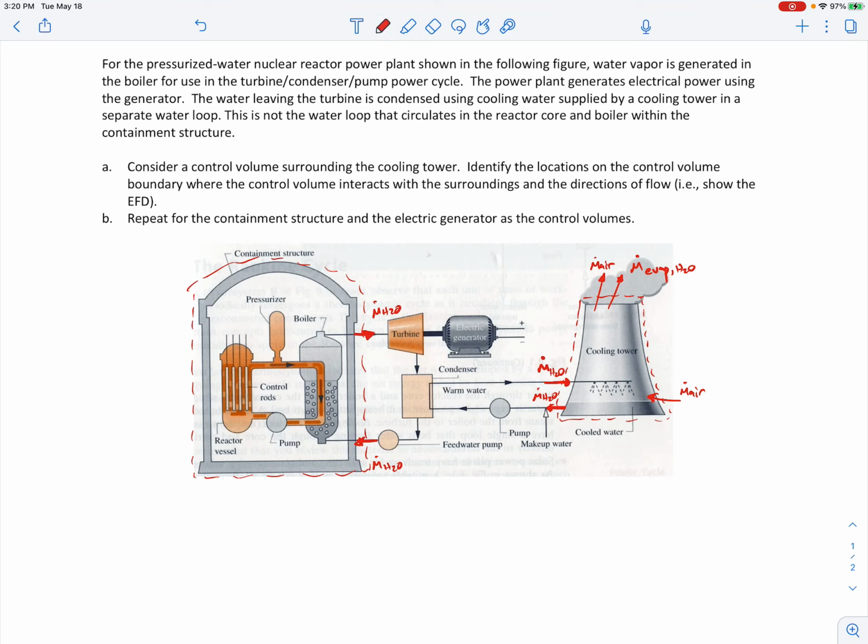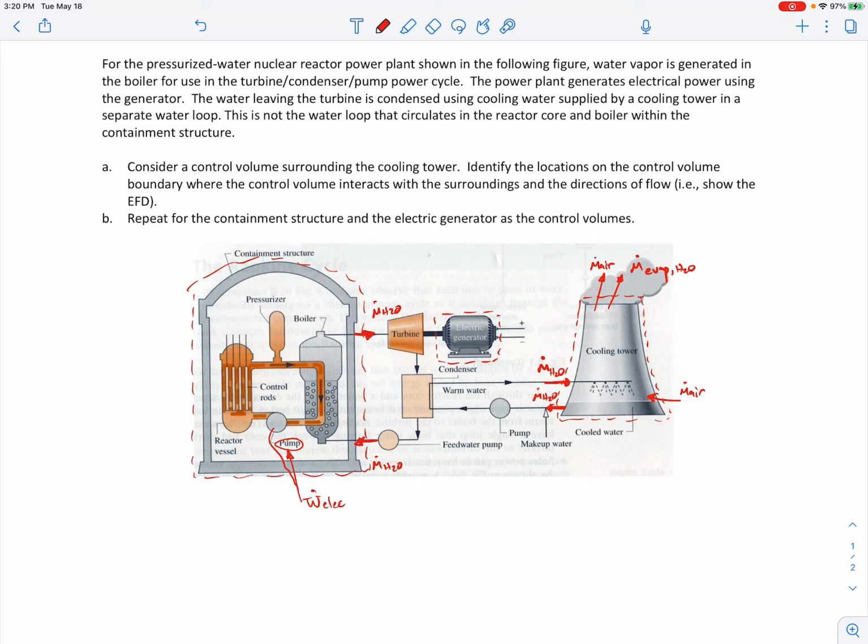There's probably some electrical work coming into this, so I'll just draw it here. Because we have the pump inside here, so I'm going to just assume that there's some wire coming out to run that electrical pump, and whatever electronics are going on inside that containment structure. So there's probably some electrical power that's going in through the boundary here. Okay, and then the next one was to draw an energy flow diagram around the electric generator. So that one is right here.